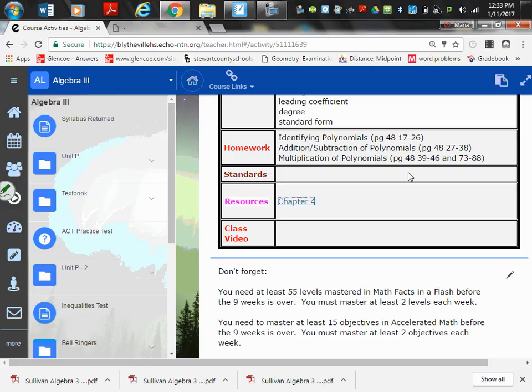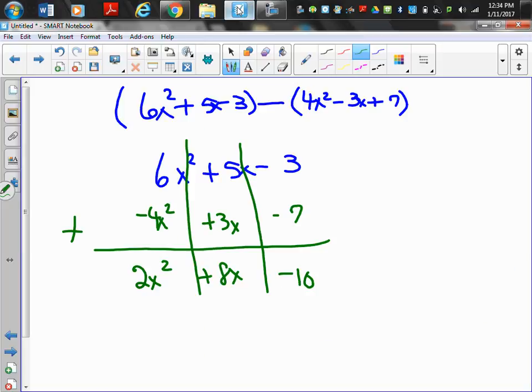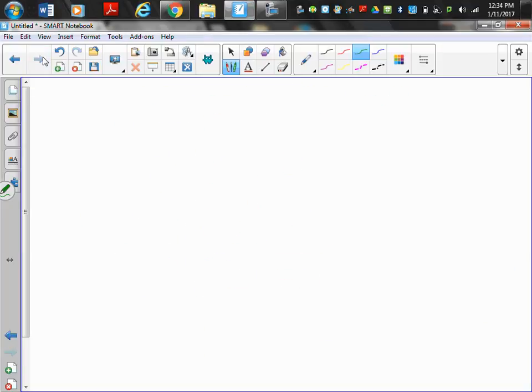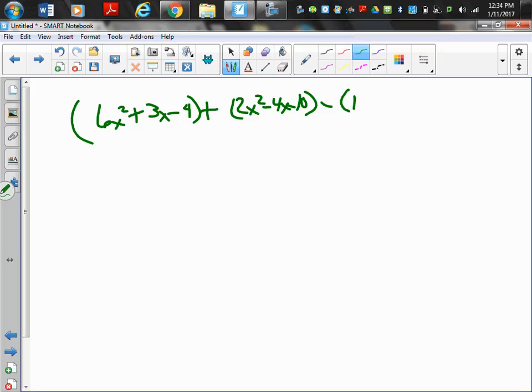Yes, sir. What do we do when we have one that's a plus and then we have another one right after that that's a minus? Oh, good question. Alright, Alex wants to know if you have a problem that looks like this. So we have 6x squared plus 3x minus 4 plus 2x squared minus 4x minus 10 minus 12x squared minus 3x plus 5. I just made every one of those up.